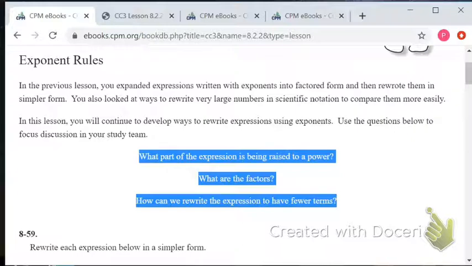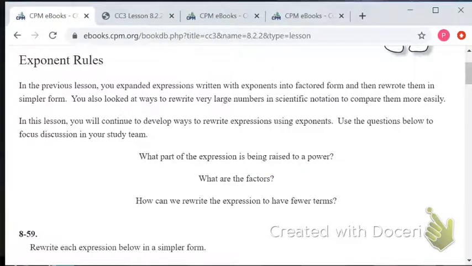we're going to read these three questions together. The first one says, what part of the expression is being raised to a power? What part of that expression is actually being raised to the power? Because not everything is going to get raised to the power, only part of it. Second question is, what are the factors? Meaning, what will multiply into my actual term or expression? And then how can we rewrite the expression to have fewer terms? Basically, how can we simplify it? Instead of repeating things unnecessarily, how can I write it in a shorter fashion?